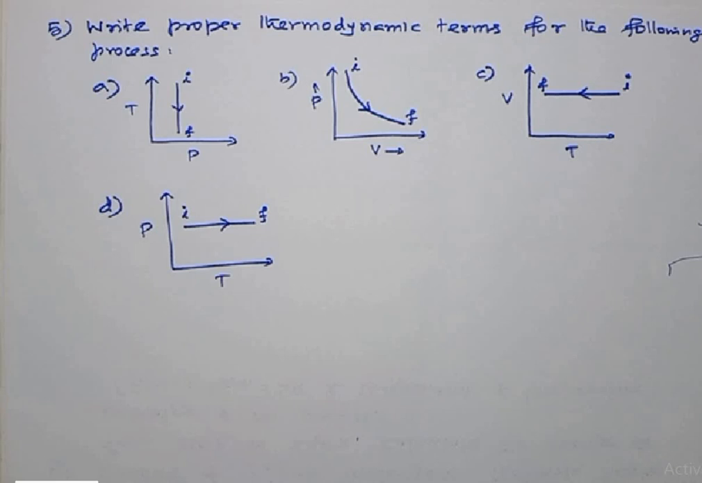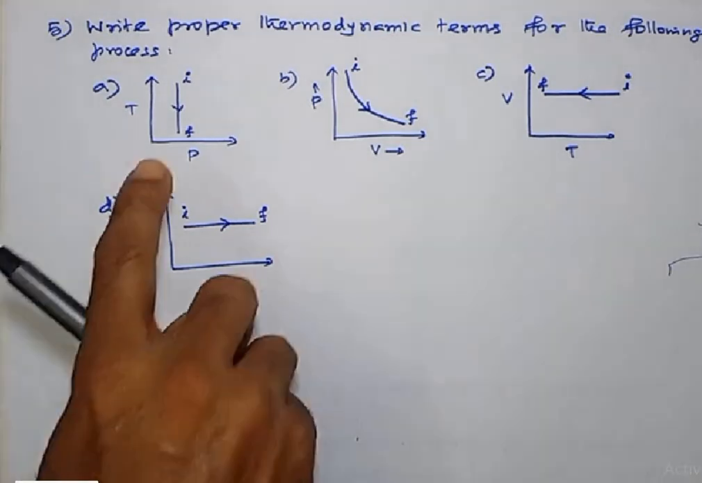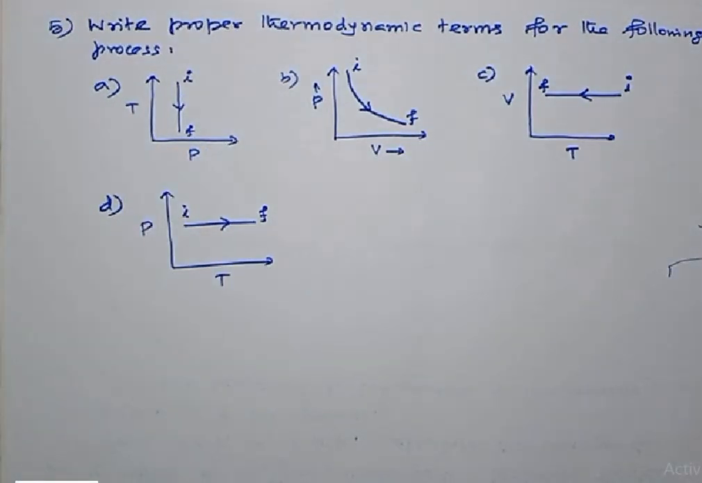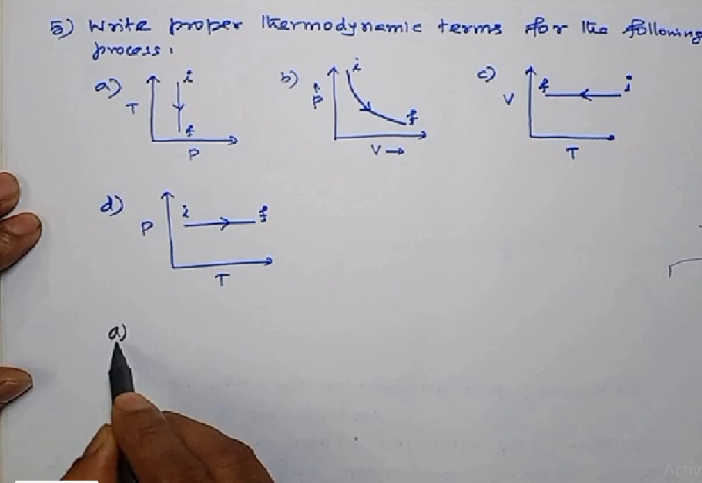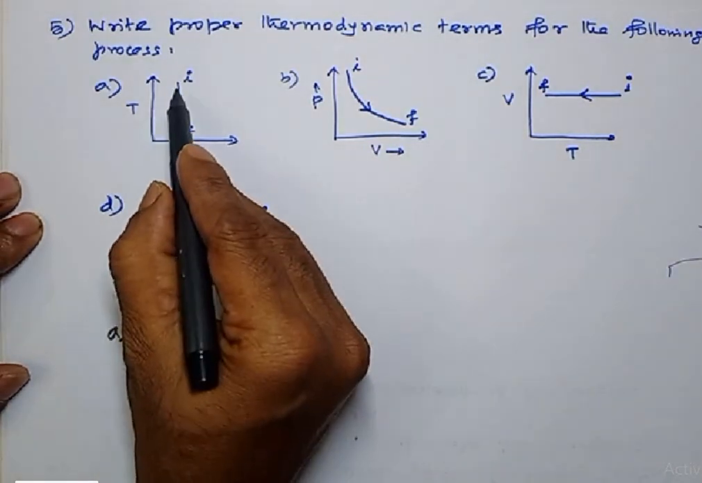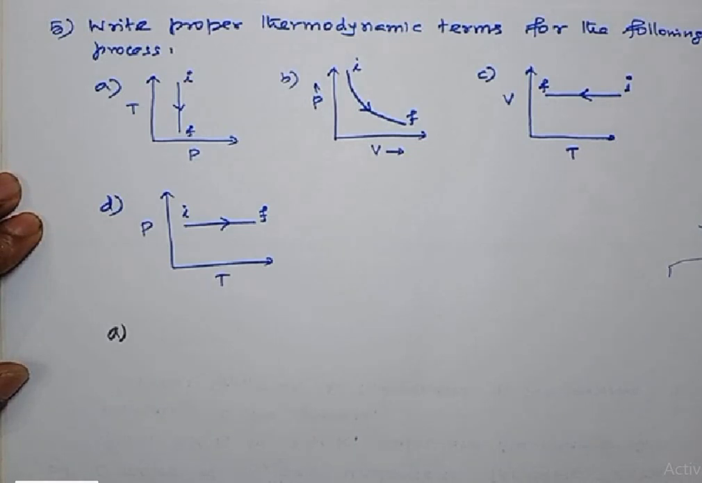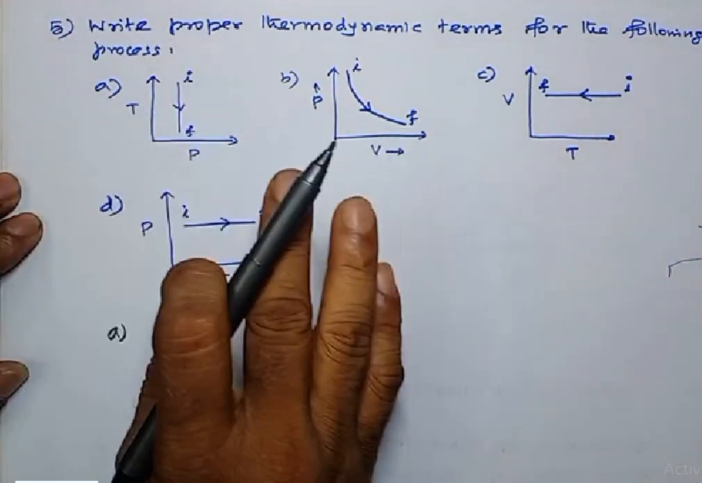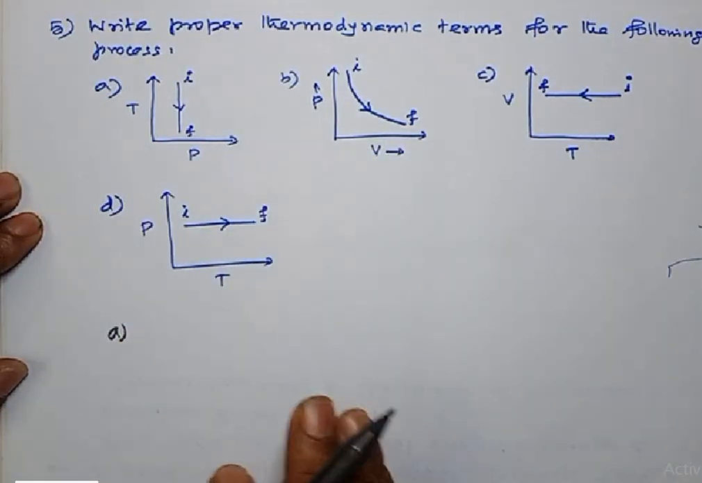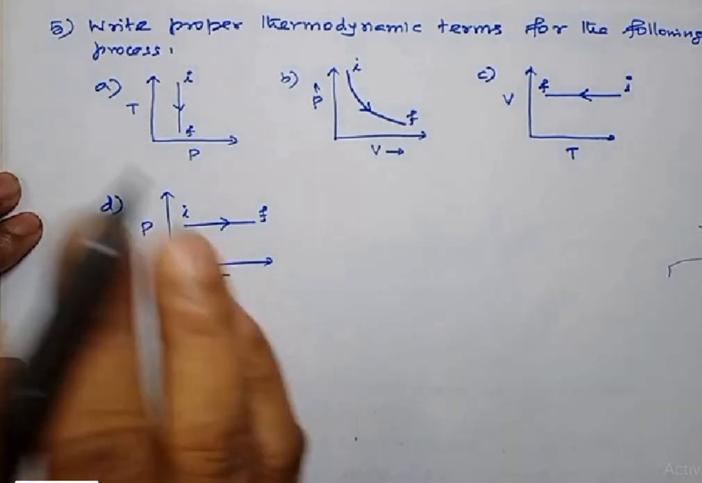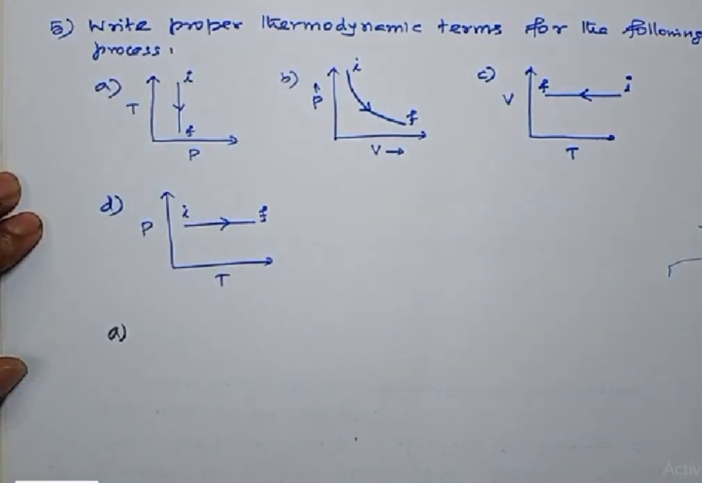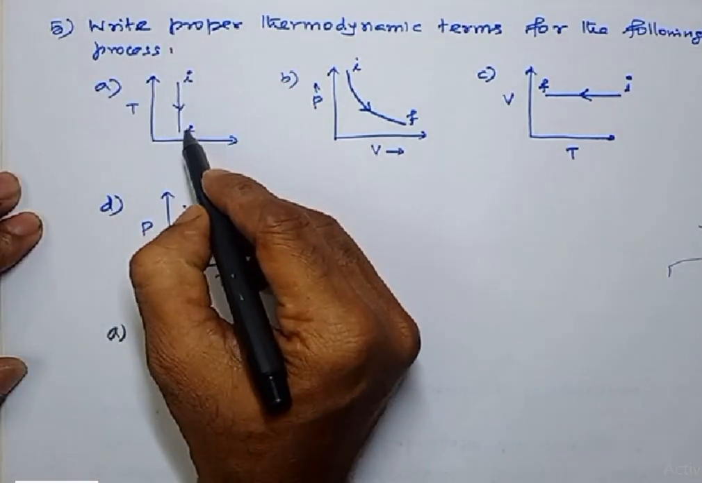Write proper thermodynamic terms for the following process. We need to write the proper term, right? So what is the name for this process? A. Process A. What is the name? Listen, it is given solid line, so it should be reversible process. Solid line, if it is given in a graph of a thermodynamic process, then it should be a reversible process. Now this is initial and this is final state.